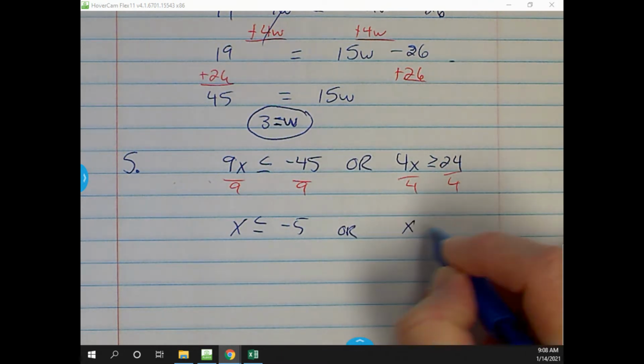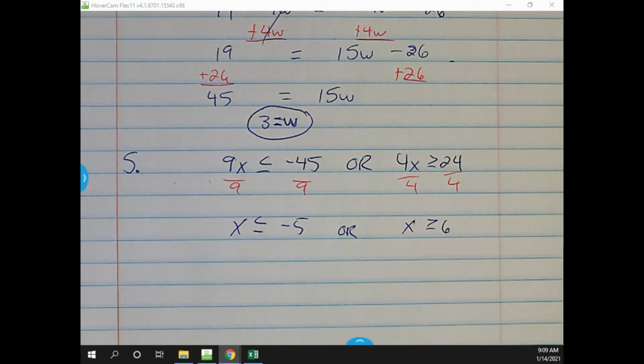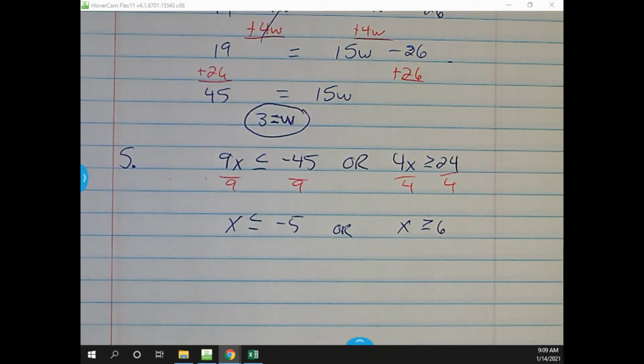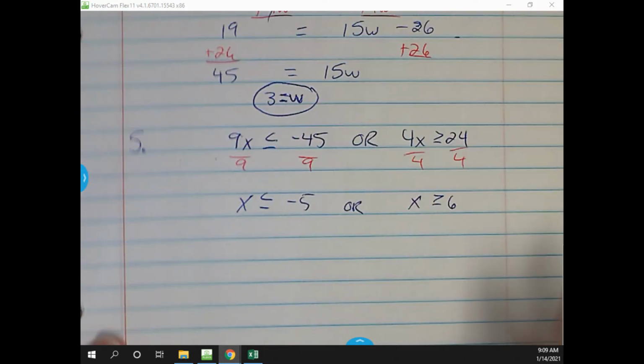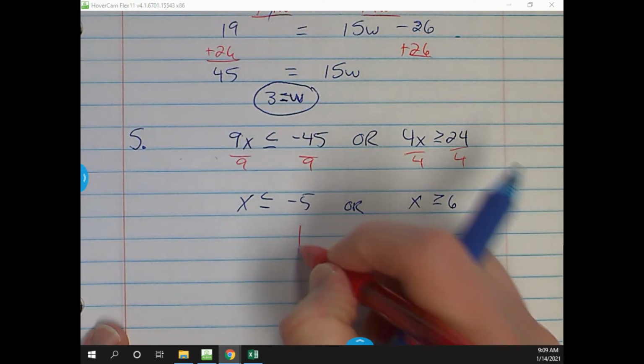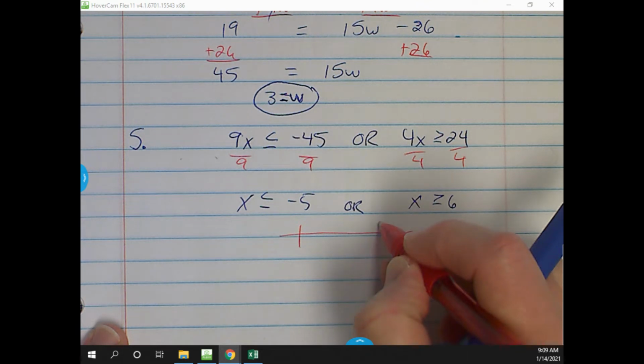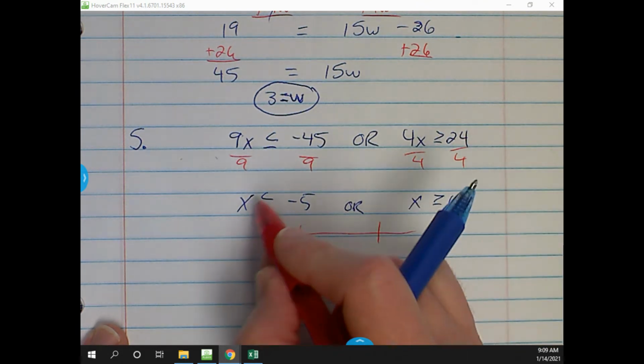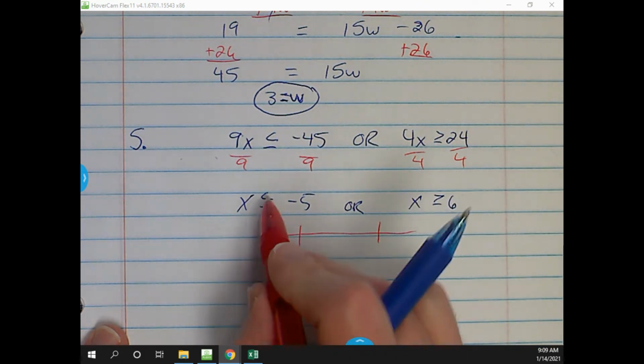So x is greater than or equal to 6. So the solving is really easy. The hardest thing on this one is knowing, okay, what do we do in an OR situation? And remember, if it's an OR, that's one of those things that you basically put those two numbers on the graph. So this one would be at -5 and 6. You want everything that's less than or equal to -5. And remember, the arrow tells you which way to go.